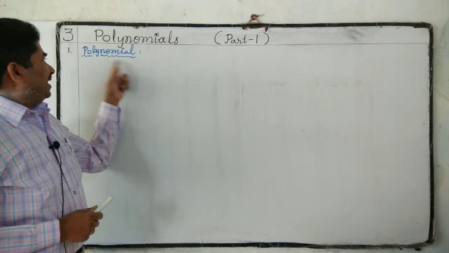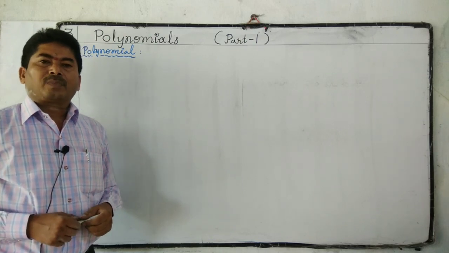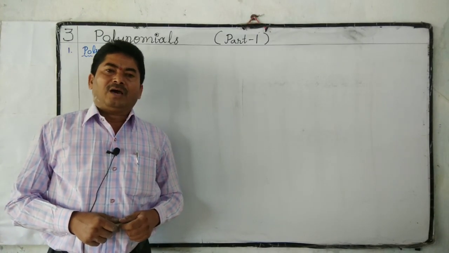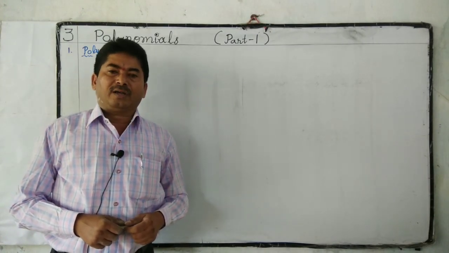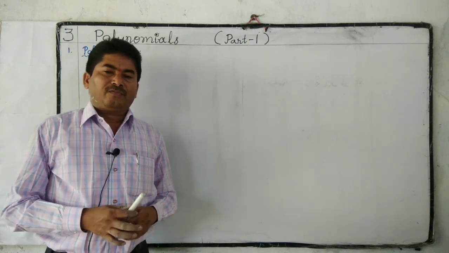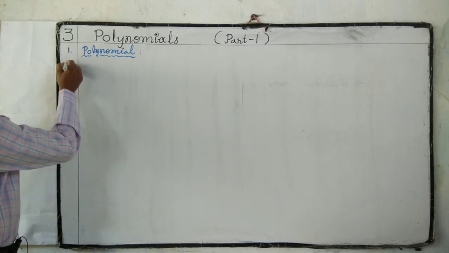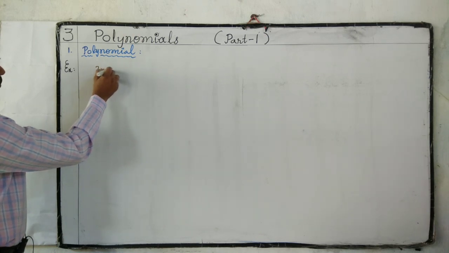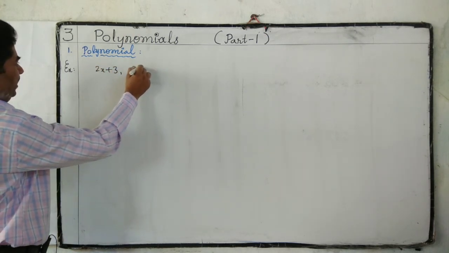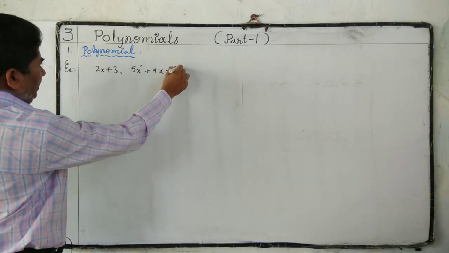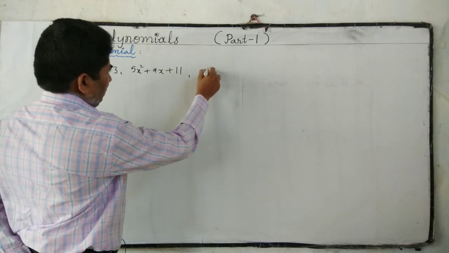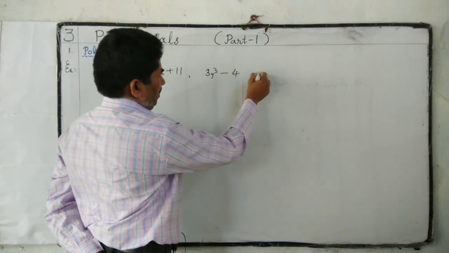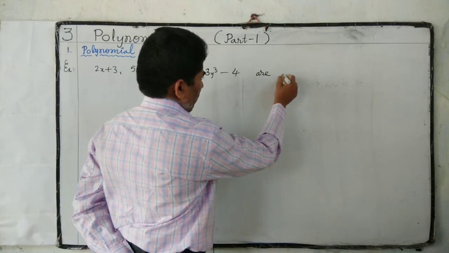First, polynomial. What is a polynomial? An algebraic expression in which the variable involved have only non-negative integral power is called a polynomial. For example, 2x plus 3, 5x square plus 9x plus 11, 3y cube minus 4 are polynomials.